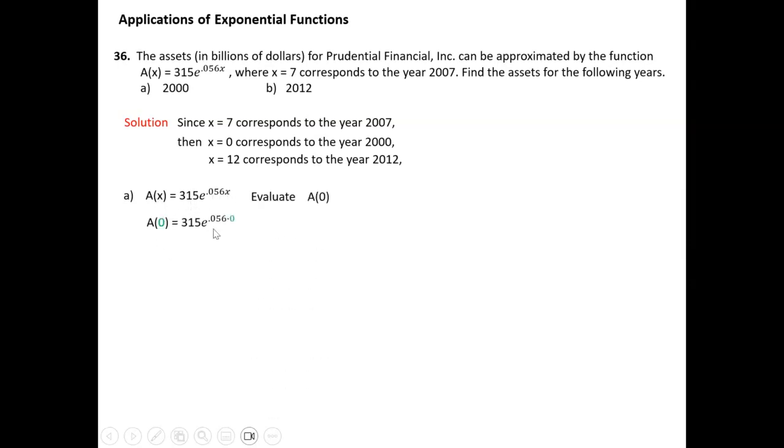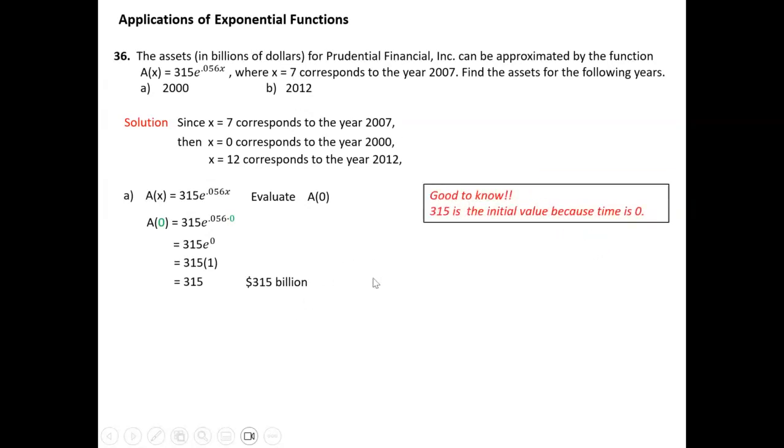It means we plug in 0 for x, right? Remember, 0.056 times 0 will give us 0. So anything to a 0 power will give us 1. So e to the 0.056 times 0 will give us 1. And 315 times 1 will give us 315. So this is the answer for A part. But they want it in billions of dollars.